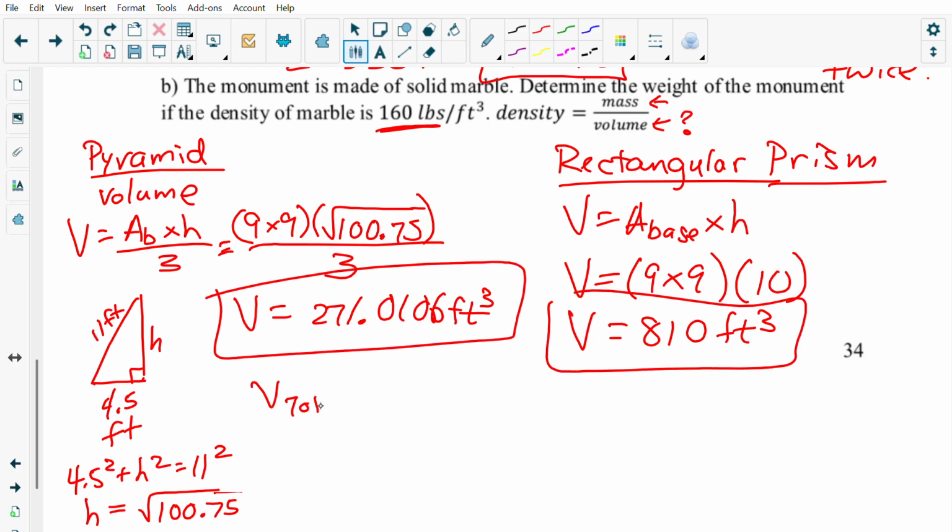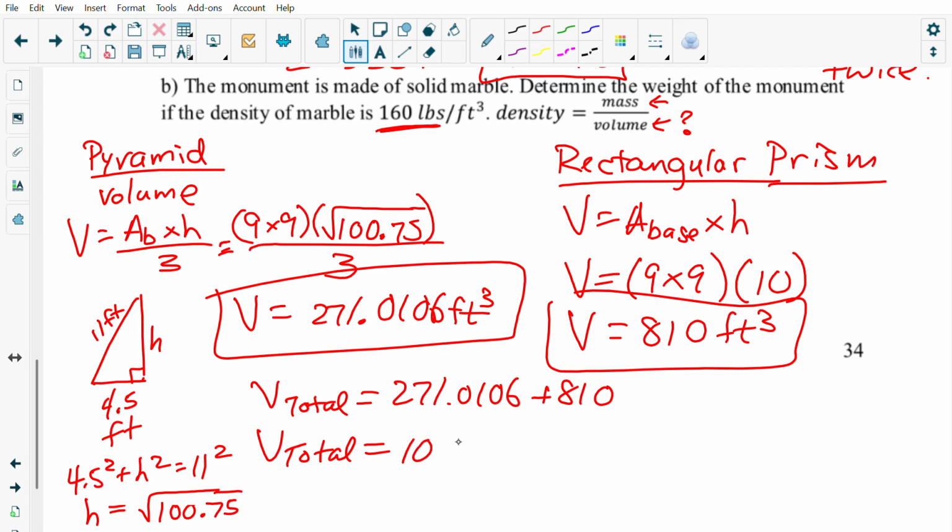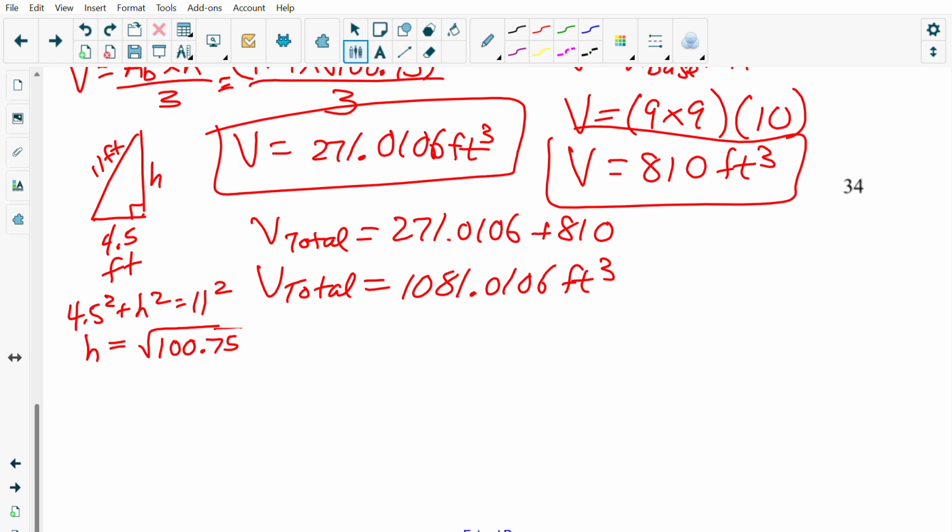So volume total of the monument is 271.0106 plus 810. Volume total equals 1081.0106 cubic feet. Okay, let's box that.